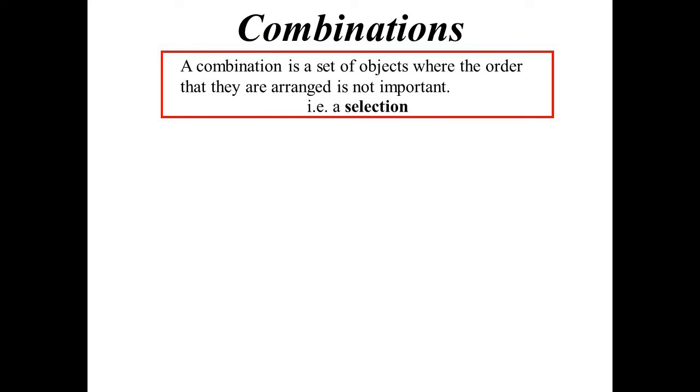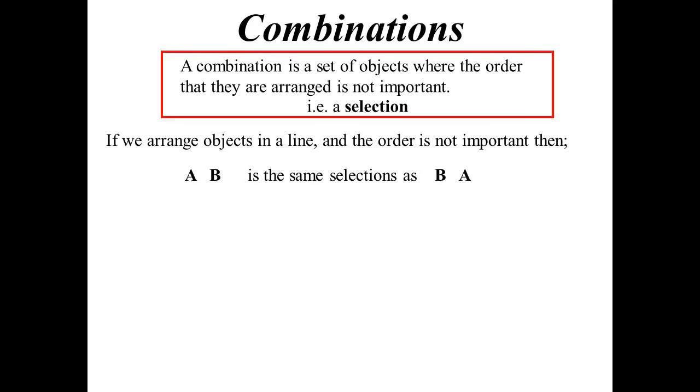Combinations. The difference is, with a combination rather than a permutation, we don't actually care about the order in the arrangement. So I guess you could call it a selection rather than an arrangement. So let's investigate. We're going to arrange objects in a line, but the order's not important. So let's just have a look.